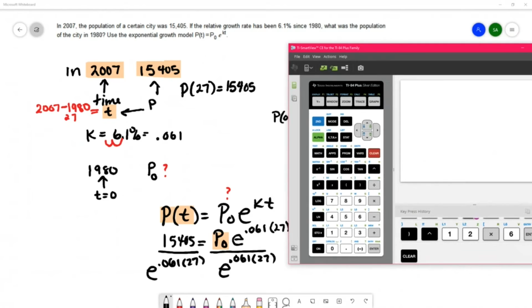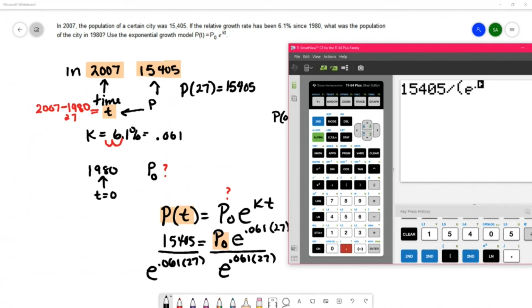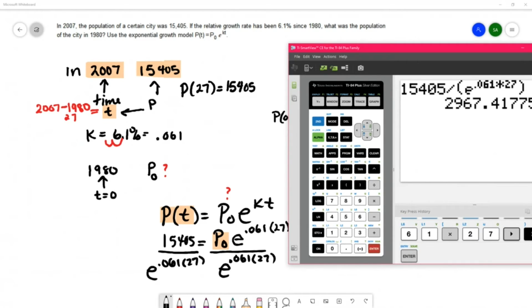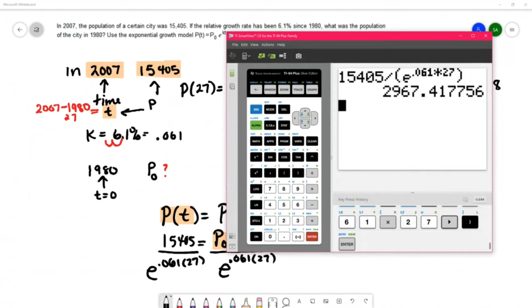We have 15,405 divided by, and I need parentheses around my denominator. The E button here is on ln, above ln in blue. 0.061 times 27. And I need to close parentheses for the denominator.